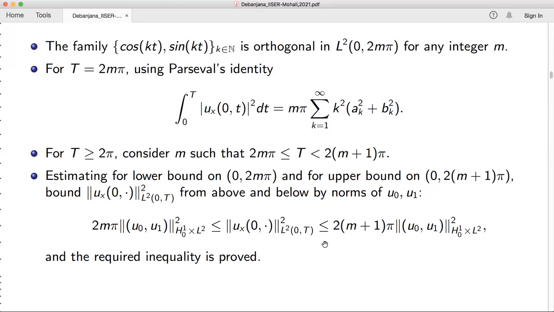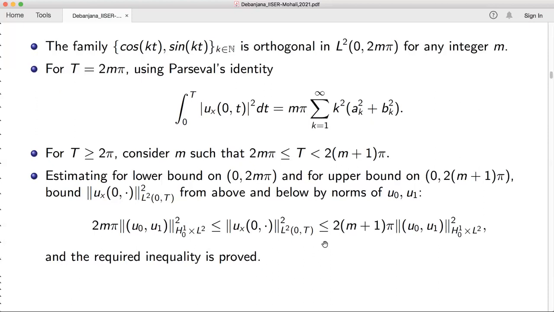I just wanted to show you that when you have the Parseval identity, you can prove the well-posedness of the solution of the wave equation, at least in one dimension, easily. And not only that, even the inverse problem can be solved. So this is the good and simple case.